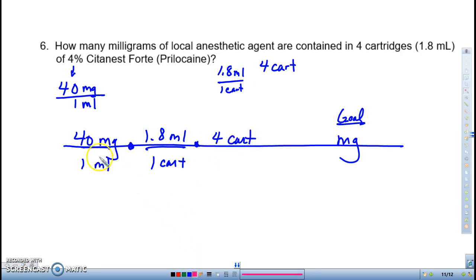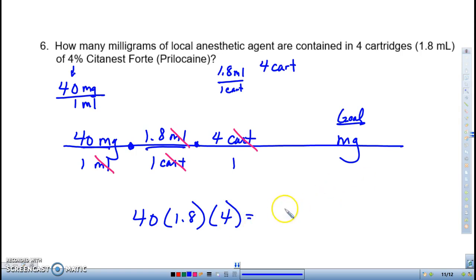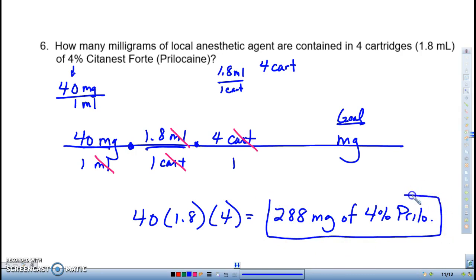Let's make sure my units cancel out. Milliliters in the denominator cancel out with milliliters in the numerator. Cartridges in the denominator cancel out with cartridges in the numerator. The only thing down in the denominator is just a bunch of 1s, so they go invisible. It's 40 times 1.8 times 4. That gives me 288 milligrams of 4% Prilocaine. Is that what you got? Good.